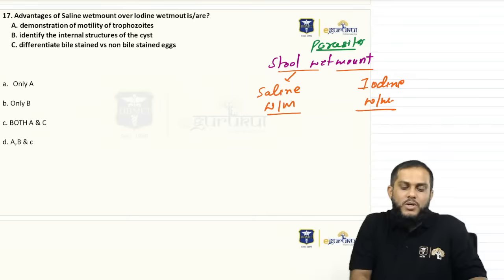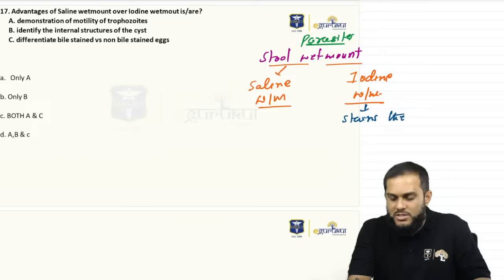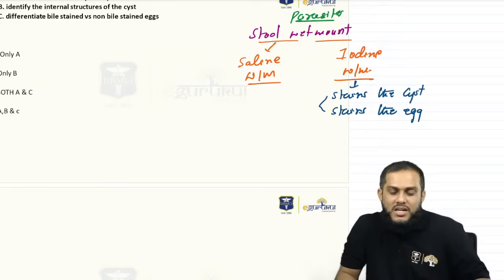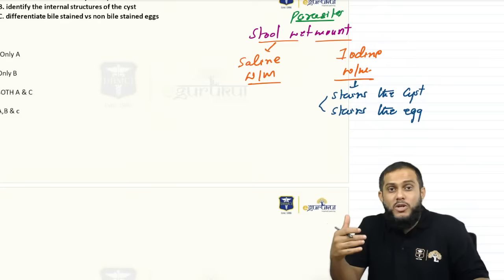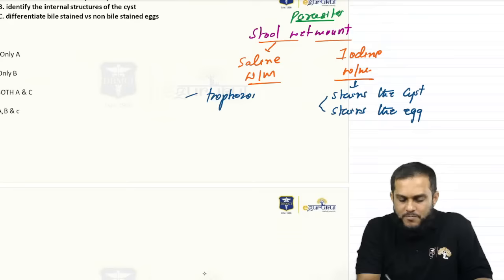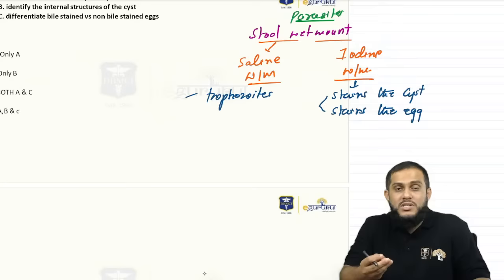Sir, why do we add iodine? Iodine stains the cyst, and also iodine stains the egg. Stains means it makes them brown, yellowish brown, because you know iodine is yellowish brown. When the cysts and eggs become yellowish brown, you can see them better. But iodine can't stain the trophozoites. Trophozoites are not stained. So trophozoites are seen better in saline wet mount. Cysts and eggs are seen better in iodine wet mount.